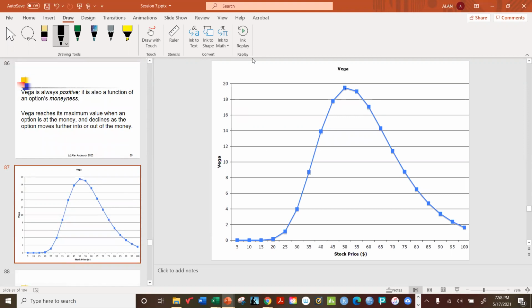And you'll notice, like all the other Greeks, the value tends to be greatest when we're right at the money, and then it falls off on either side. So in other words, the impact of volatility is the greatest on at the money options because they're sitting on the fence between finishing in and out of the money. And so volatility can increase the likelihood that the option finishes in the money. So that's why the impact is so great here.